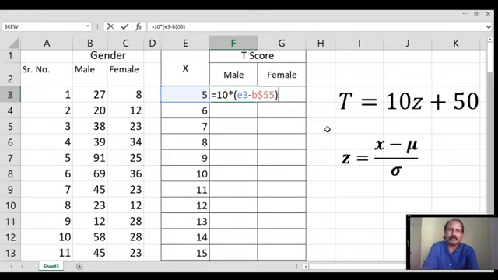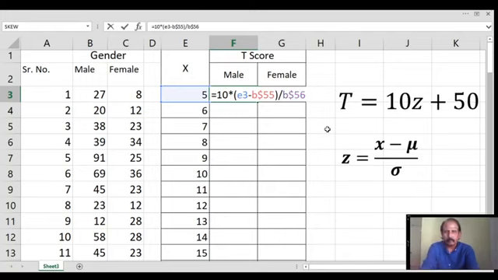Now this is to be divided by the standard deviation. So for division we put a slash, and the standard deviation of male is to be used here, which is found in B56, and this standard deviation will also be used to find the T-scores of all the remaining numbers. So it will be common for all the numbers. So we have to freeze this address also. So after B we put a dollar sign, then we write 56.